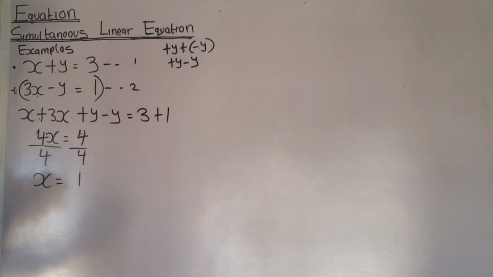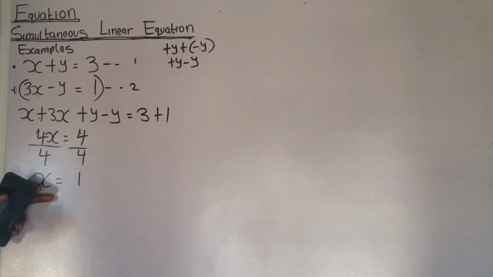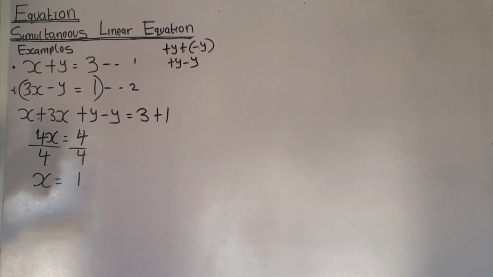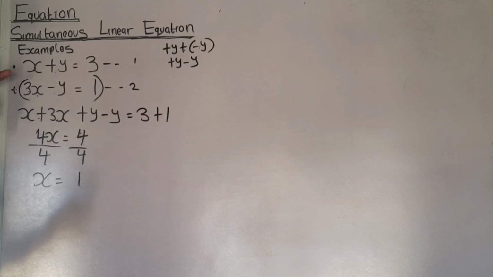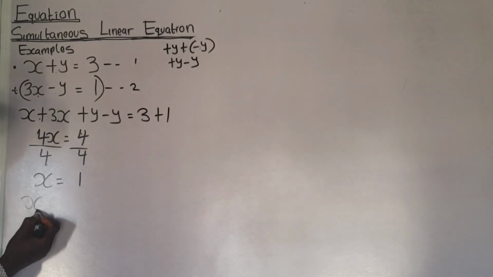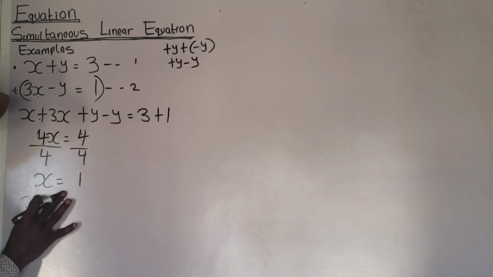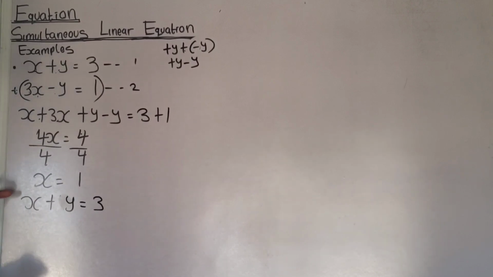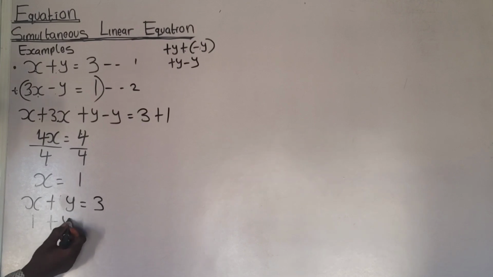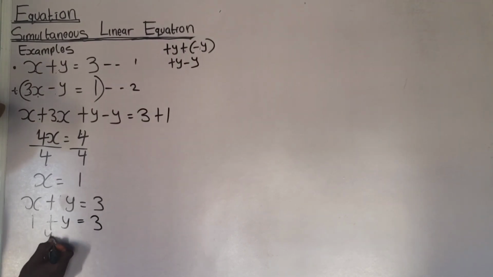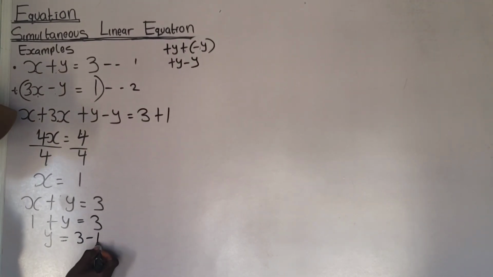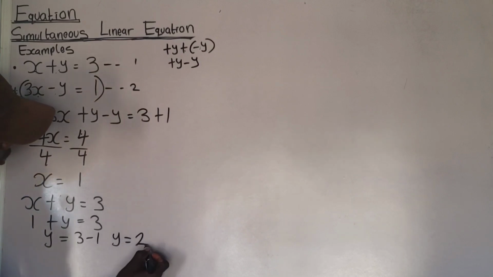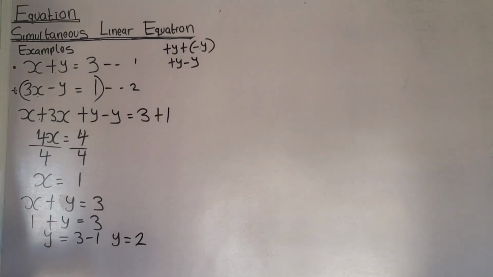Now, having gotten the value of x as 1, we can easily get the value of y. All I need to do is to substitute the value of x as 1 into any of the equations. Now let us use equation 1. Since x plus y is equals to 3, and x is 1, I'm going to have 1 plus y is equals to 3. Y will be equals to 3 minus 1. Y is equals to 2. So the value of x and y is 1 and 2 respectively.